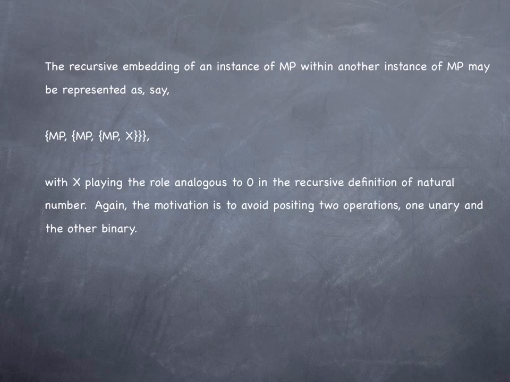And again, the only motivation for putting the X in there is to avoid positing two operations, a unary operation and a binary operation. We can have the same operation running all the way through if we put some placeholder in at the very first step, so that the very first application of the operation is binary.